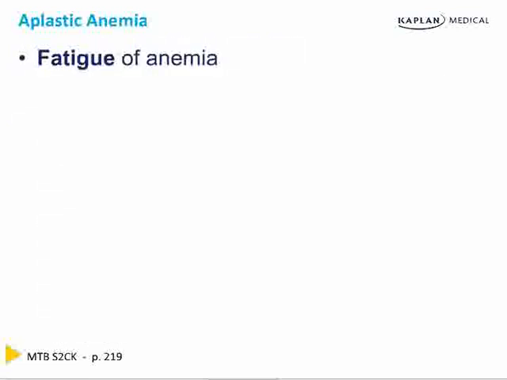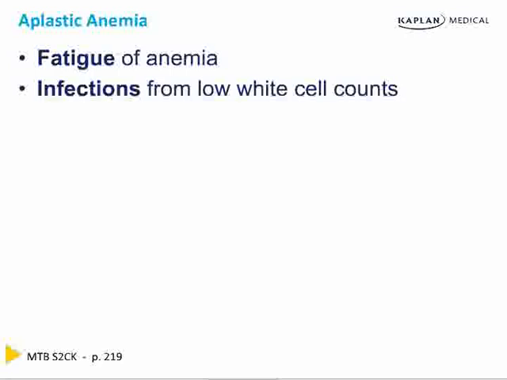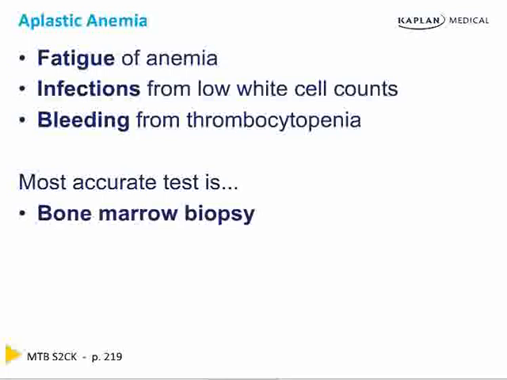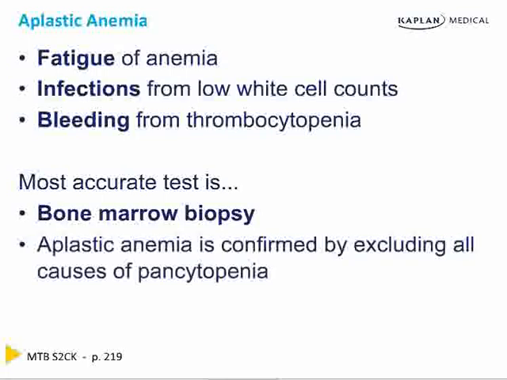Aplastic anemia presents with the fatigue that comes from anemia, infections from low white cell counts, and bleeding from the thrombocytopenia. The most accurate test is the bone marrow biopsy. Now, aplastic anemia is confirming that all of the causes we just described are not there. In order to say it's aplastic anemia, you must confirm by excluding all the causes of pancytopenia. Then it is pancytopenia of unclear etiology, or aplastic anemia.